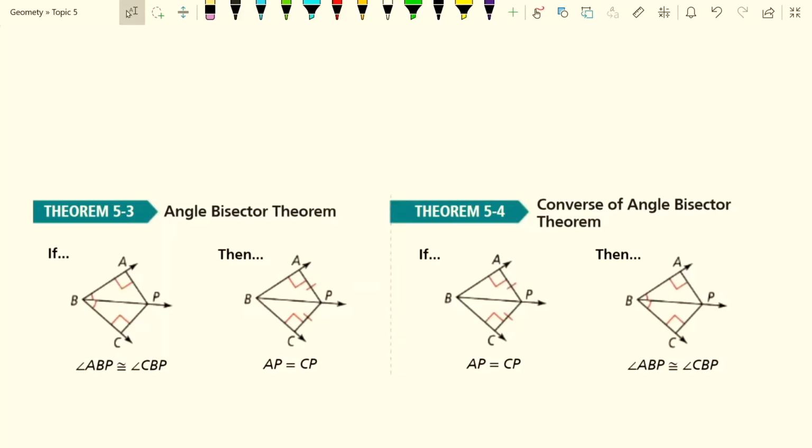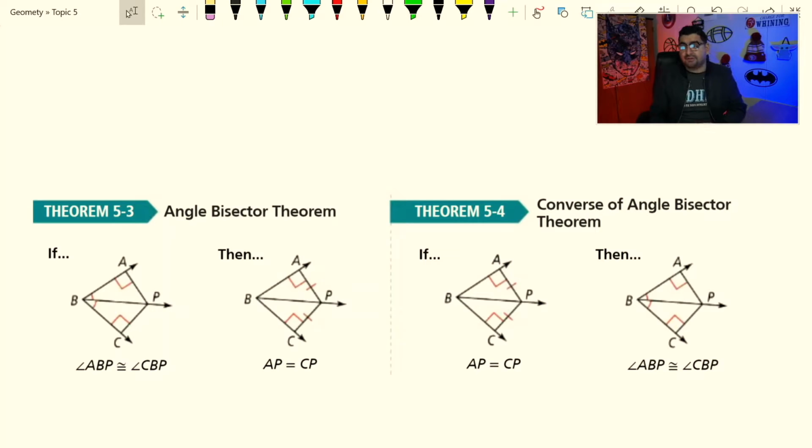Hey everyone, in today's video we're going to be talking about the angle bisector theorem and how it works with triangles. Let's go ahead and get started. So here we have the angle bisector theorem.